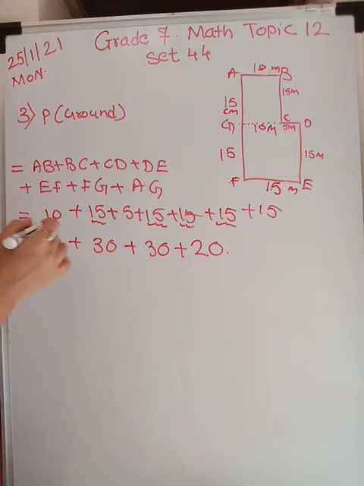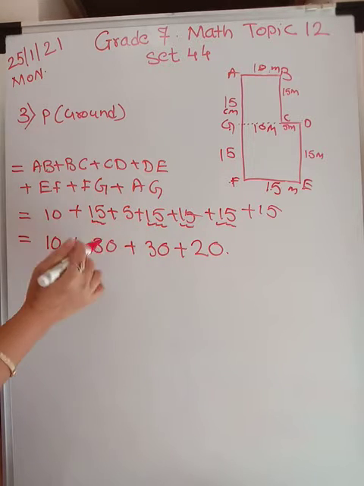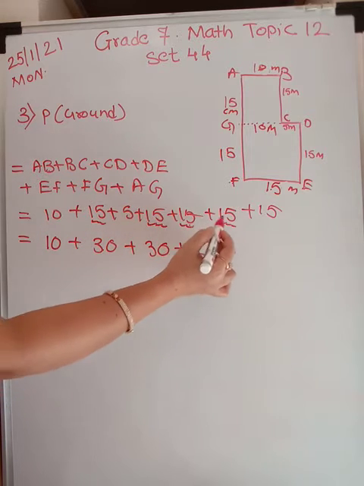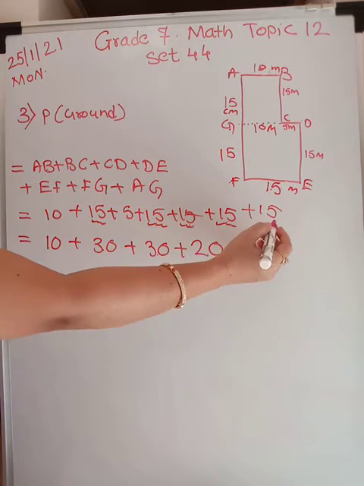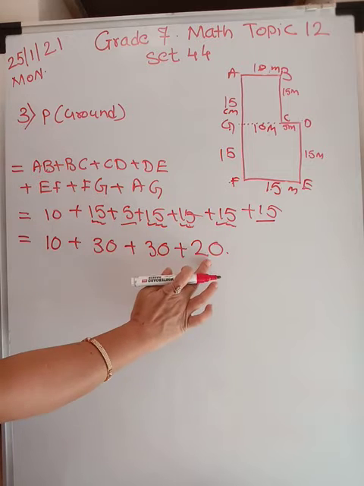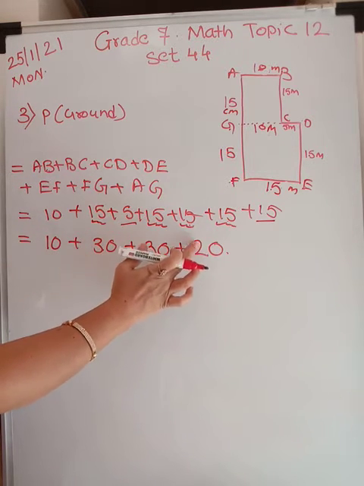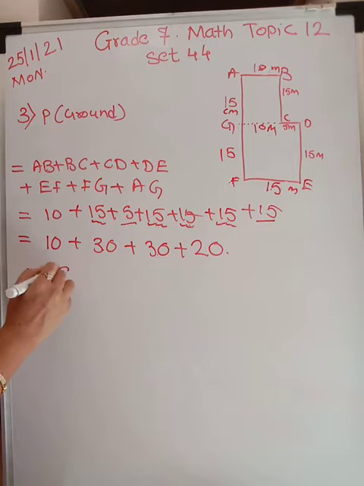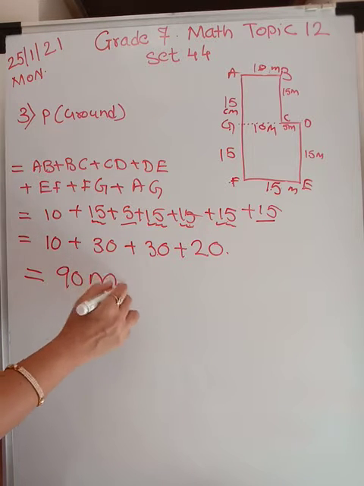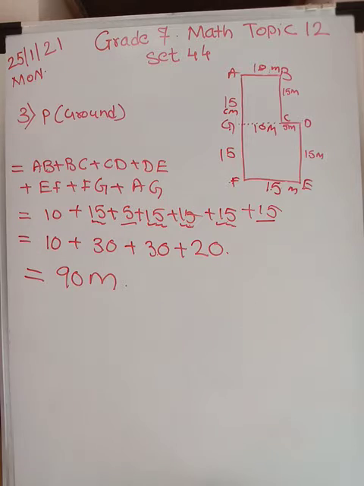Alright. So 15 plus 15 I have written here 30. 15 plus 15 I have written here 30. This is 15 plus 5, I have written 20, and this 10 as it is. 30 plus 30 is 60, 70, 80 and 90. So you have 90 meters as the perimeter of the given playground. I hope it is clear.